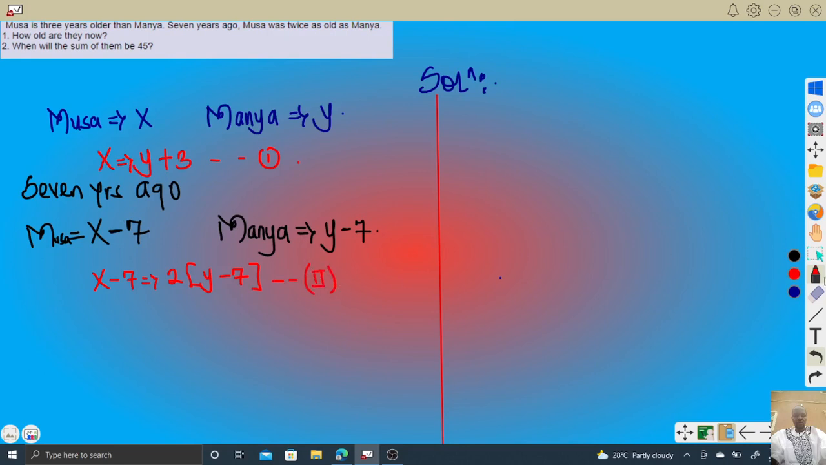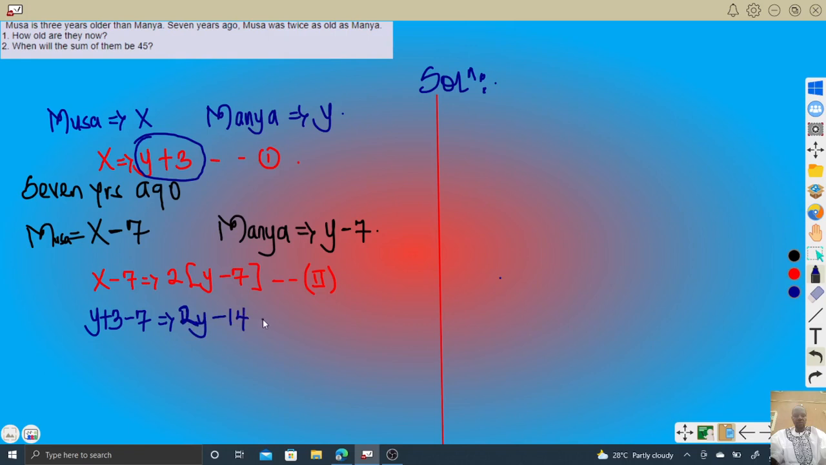We must have learned how to solve simultaneous equations in our junior classes. So substituting 1 in 2, you can see this is x and this is x. We can substitute equation 1 in 2 where I see x. I am putting this value. So doing that, my dear students, I'm going to have y plus 3 minus 7 is equal to, you can distribute this, 2 times y is 2y.